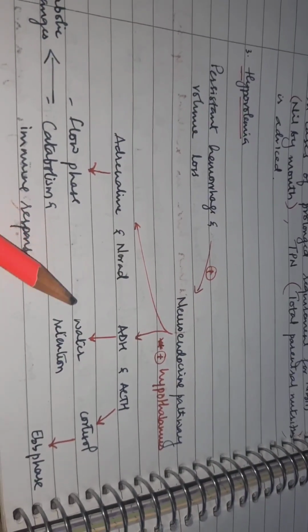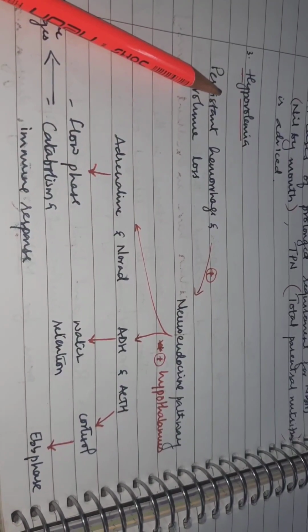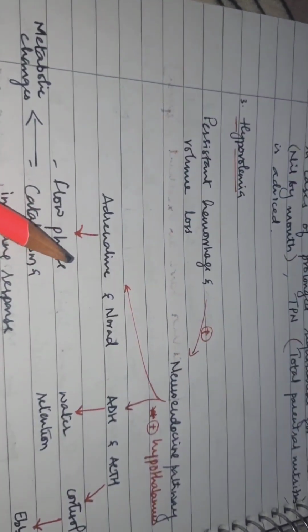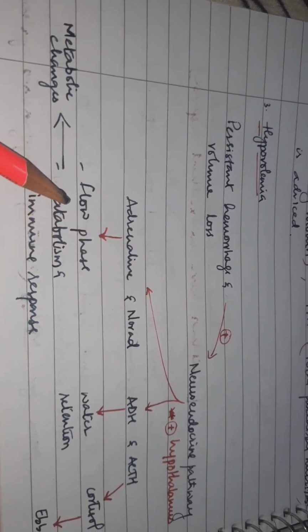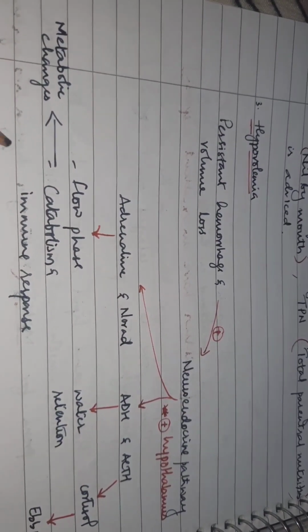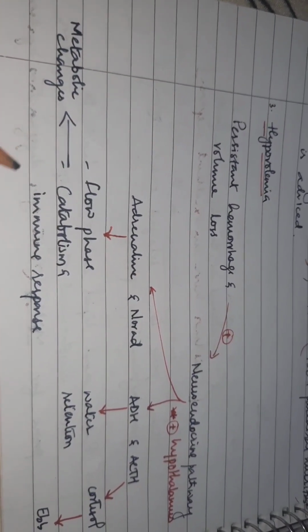Right? Antidiuretic hormone causes water retention, which in turn is for correcting hypovolemia. Then adrenaline and noradrenaline, they are main hormones of the flow phase. They stimulate catabolism, which in turn helps in the metabolic responses or metabolic changes during the injury.